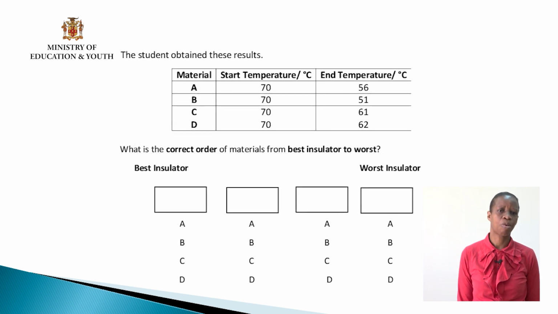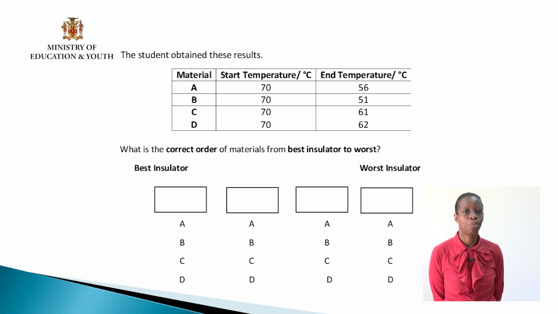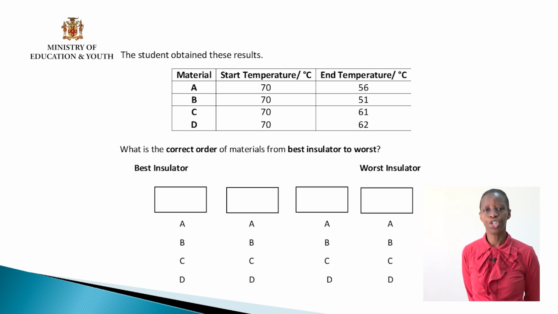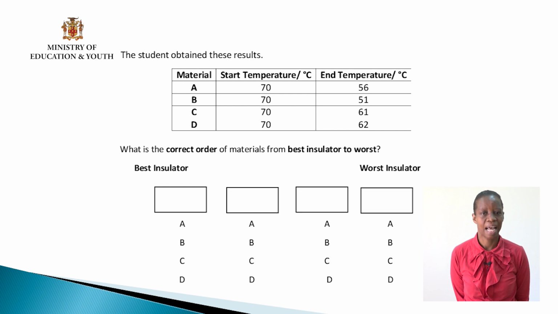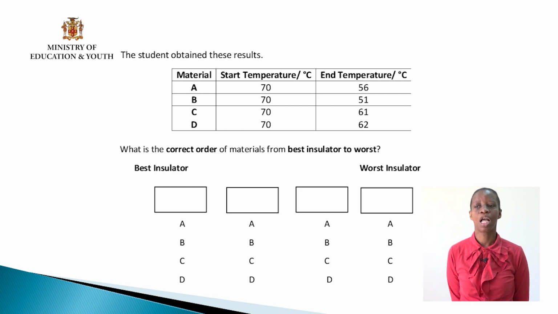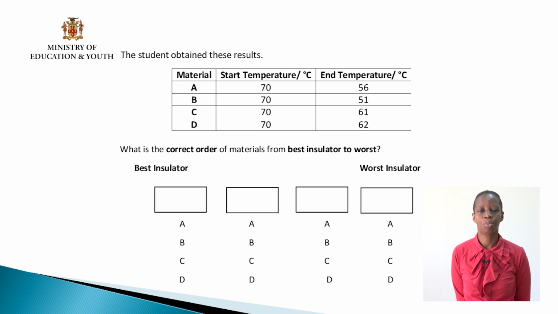So as you can see from these questions, you have to be able to use the information given, analyze and interpret the data that you're given. So let's look closely at the results. So they all start at 70, but the end temperature changes based on the different materials. Remember, you wanted a material that would keep it warm for the longest time. So what would that suggest?